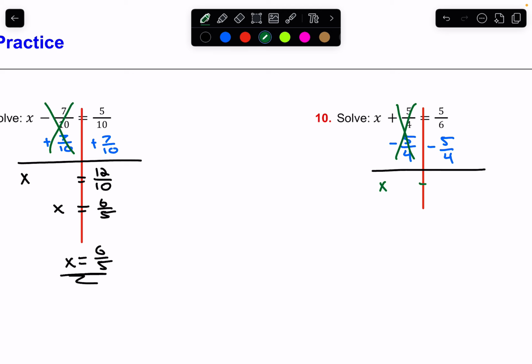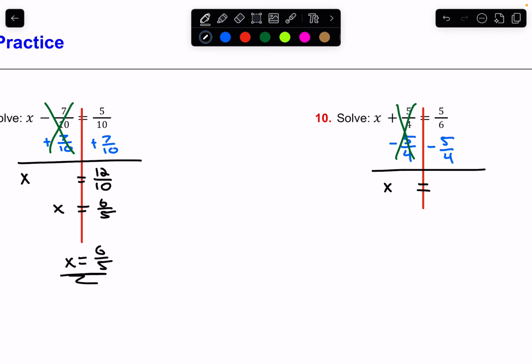And I have x equals, but now this part, not quite so clean, okay, because I have no common denominator, right? 5 over 6 and negative 5 over 4. I don't exactly know how to put those together immediately.